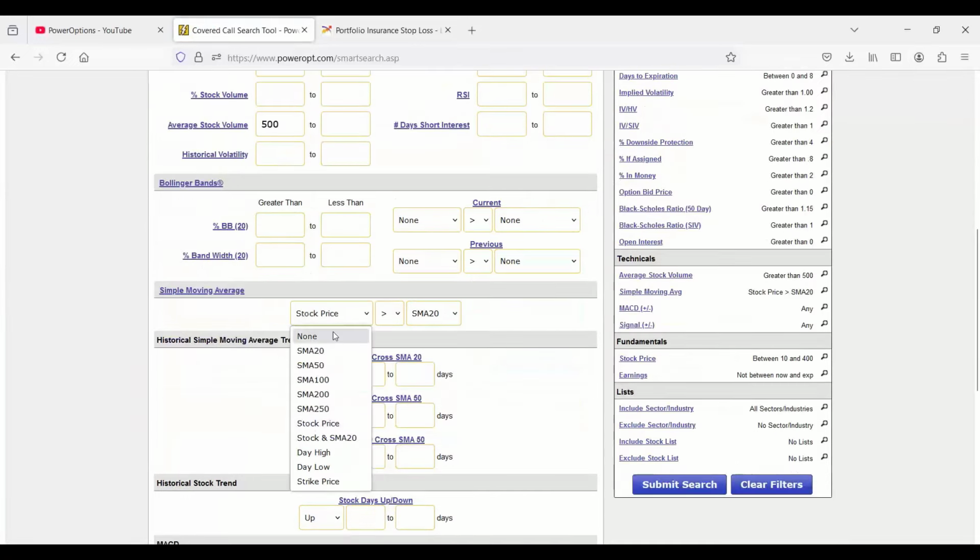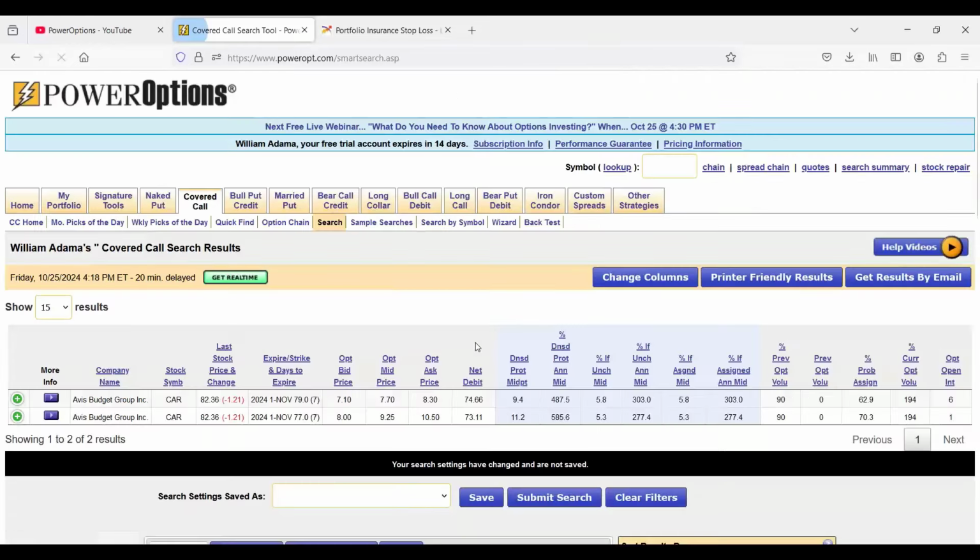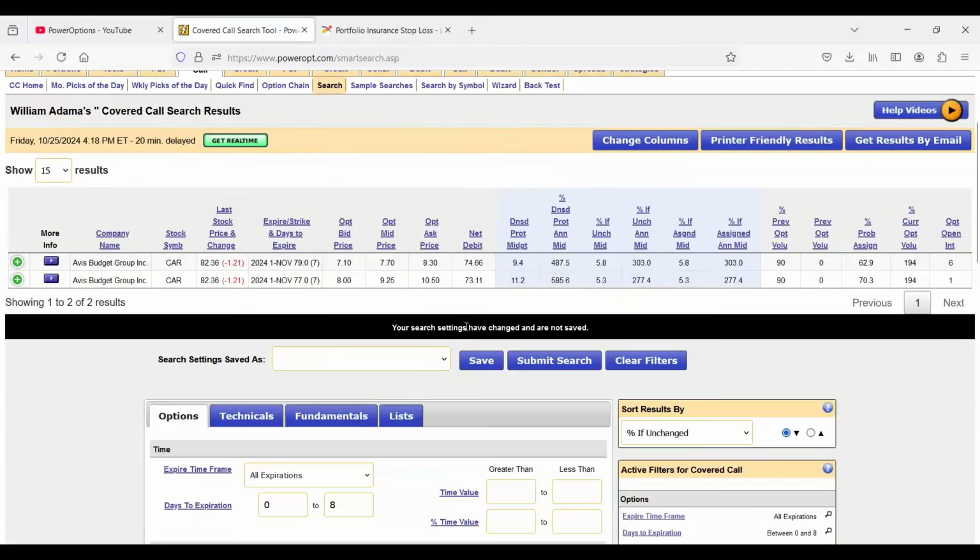500,000 is not the issue. I really want to keep the stock above the SMA 20. Let's go ahead and cut that. And there we go. We've got Avis. Avis is not above its 20-day moving average. But Avis right now, let's take a look.